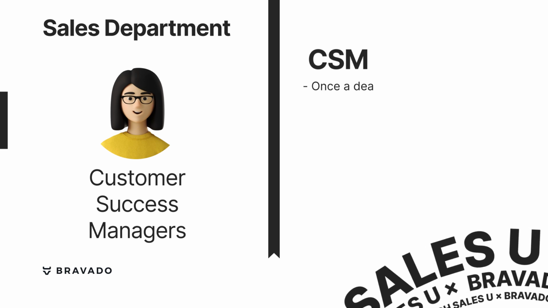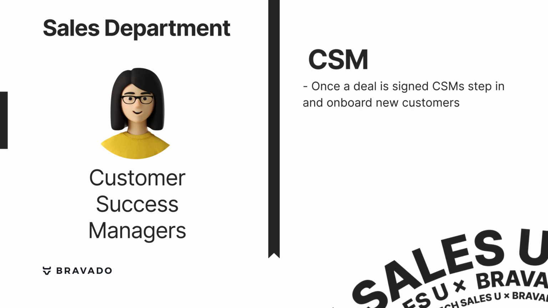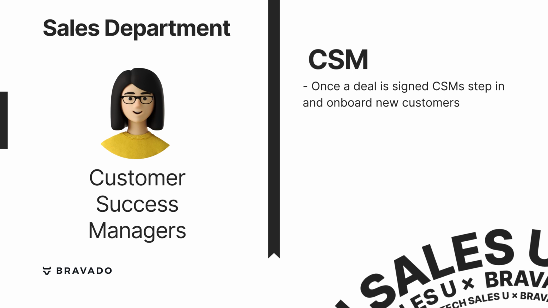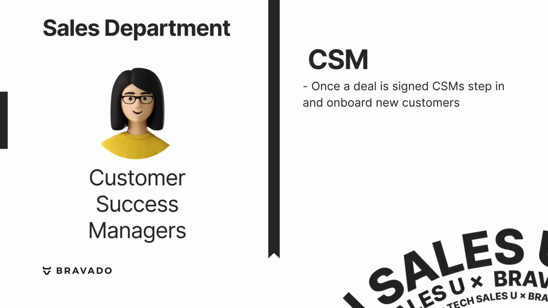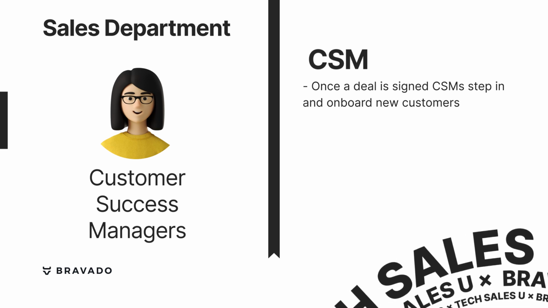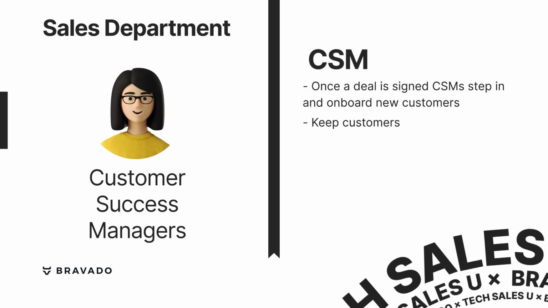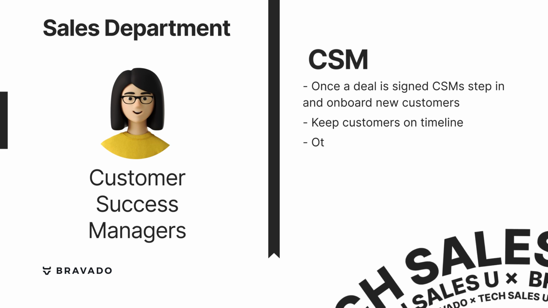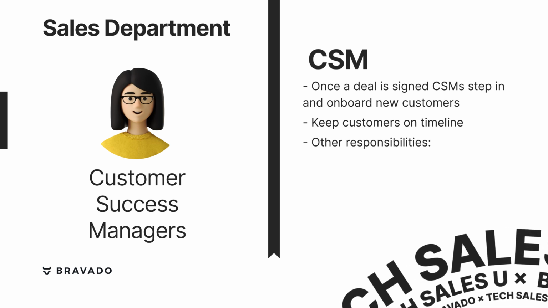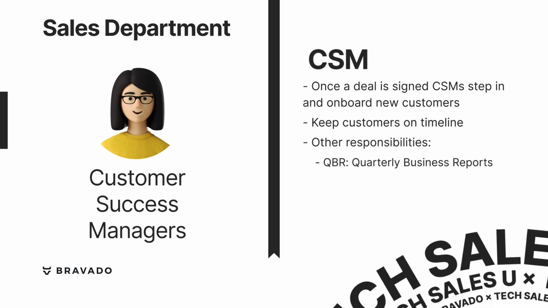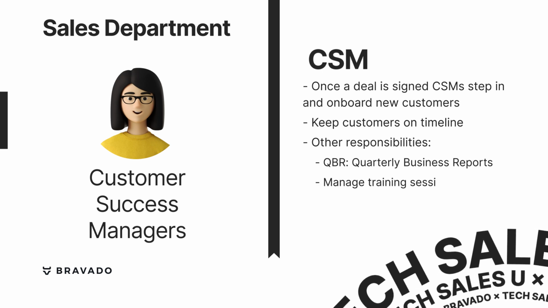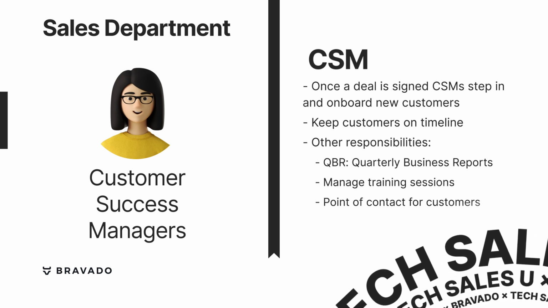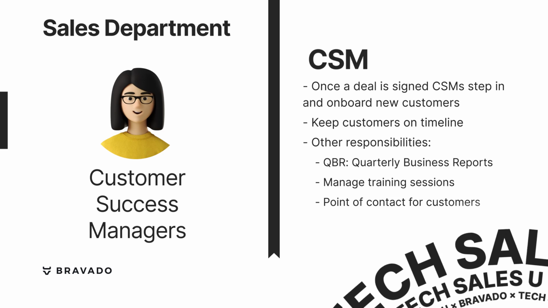Customer success managers. Once the deal is signed, CSMs step in and are responsible for onboarding new customers. There is a long list of tasks that need to be completed before a product can be successfully used, and CSMs work with the customer to make sure that they stay on track with timelines. Other responsibilities typically include running QBRs, quarterly business reviews, managing training sessions, and acting as a point of contact for customers if any issues arise.